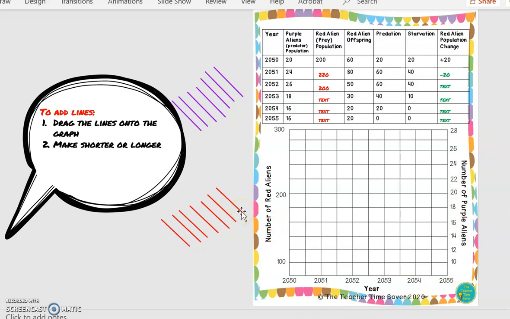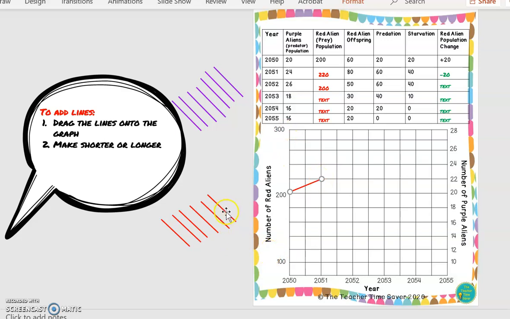So I know that I had 200 red aliens in 2050, which is the first year. So I'm going to take the end of this line and drag it over at 200, right above 250. That's my first data plot. In 2051, I had to go up to 220. So I'm going to grab the other end of the same line, go to 2051, and go up to about where we think 220 would be. So this goes up by 200, 220, 240, 260, 280, 300. So this would be 220 right there.